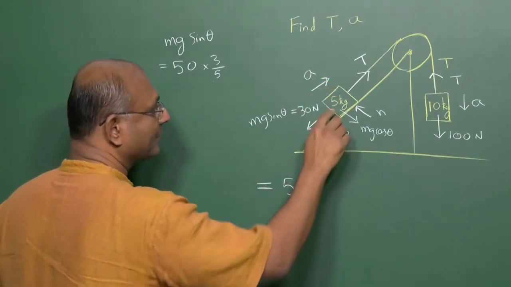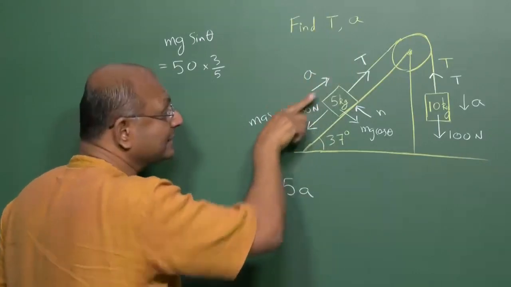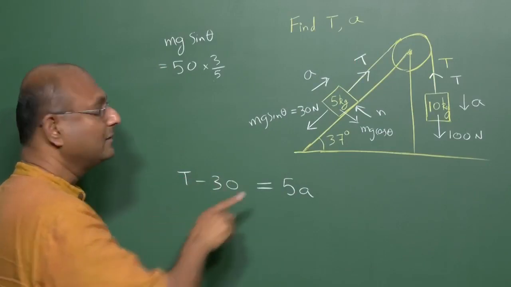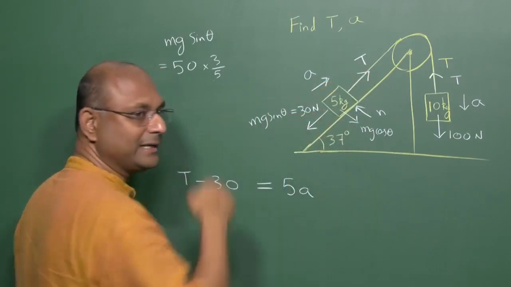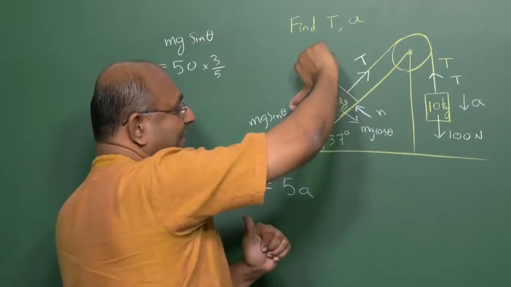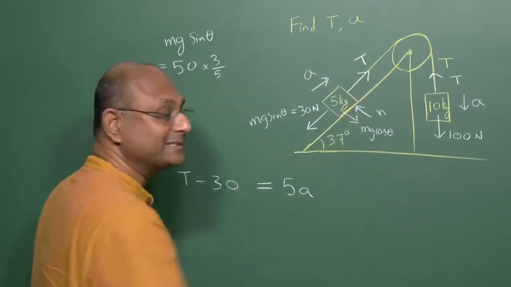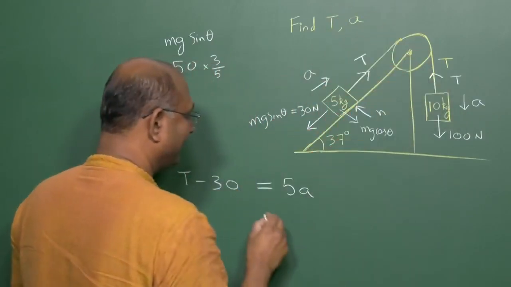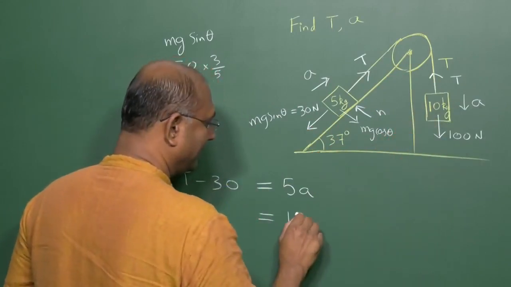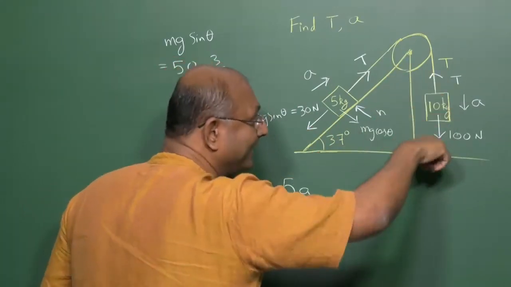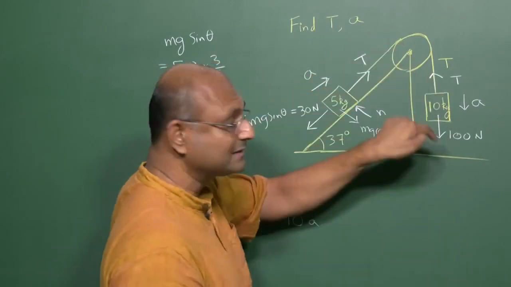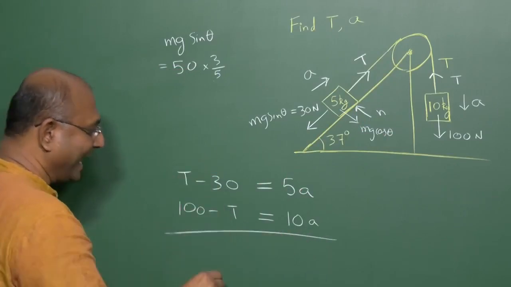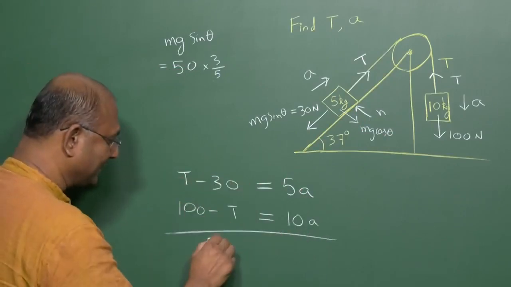5a, mass into acceleration. Now it is in this direction, T minus 30. If the acceleration was like this, then I would have written 30 minus T, but now the acceleration is like that, so I'm writing T minus 30. When you come to this side, 10a downwards, right? It is not T minus 100, it is 100 minus T.